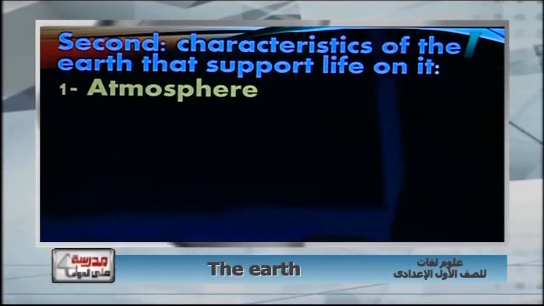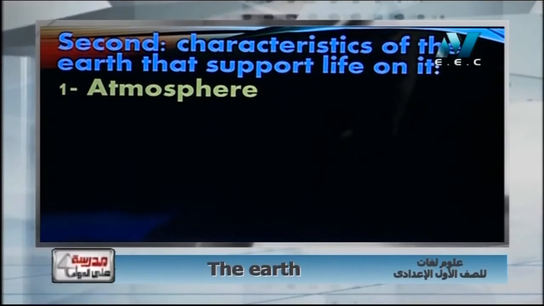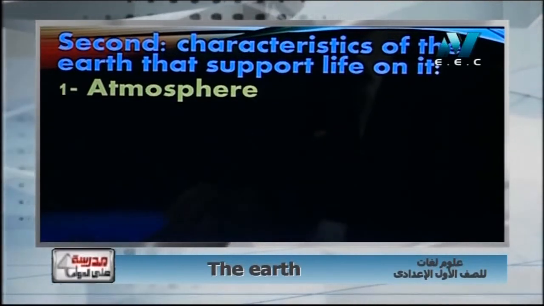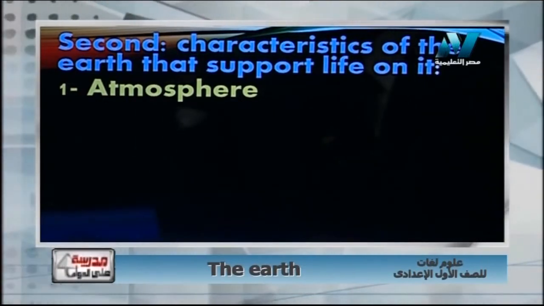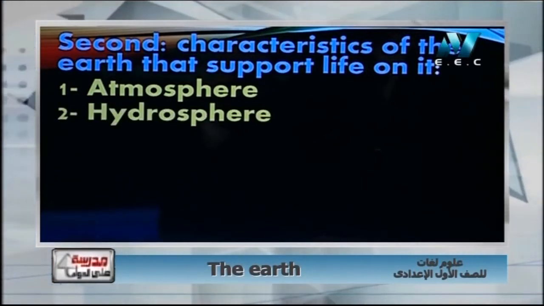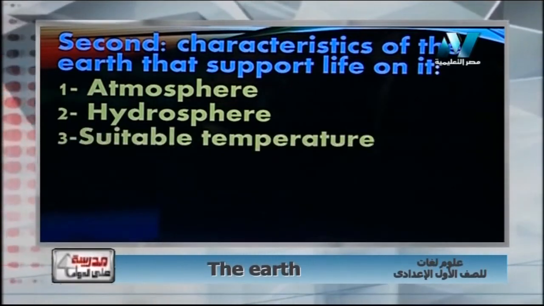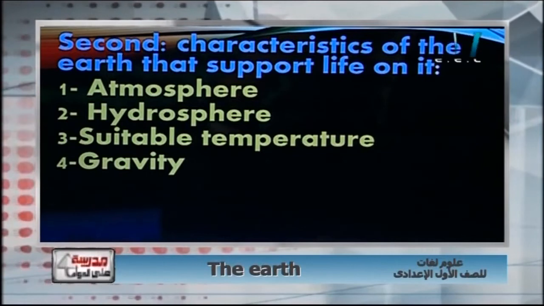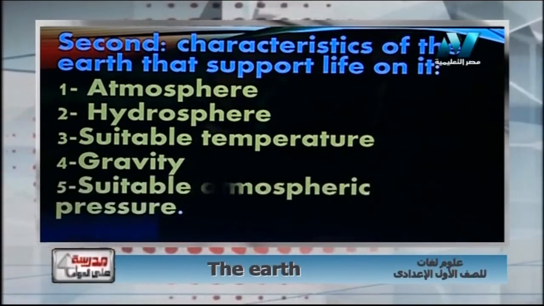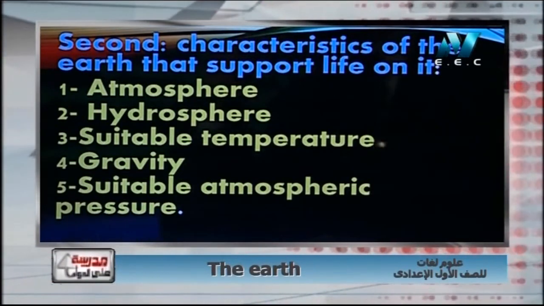First one, as you see, my dear students, atmosphere. The Earth has an atmosphere. And this atmosphere, as captured in some photos from the moon, appears as white clouds. Number two, hydrosphere. Hydrosphere means water. Number three, suitable temperature. Number four, gravity. Number five, suitable atmospheric pressure. Let's talk about number one, atmosphere.